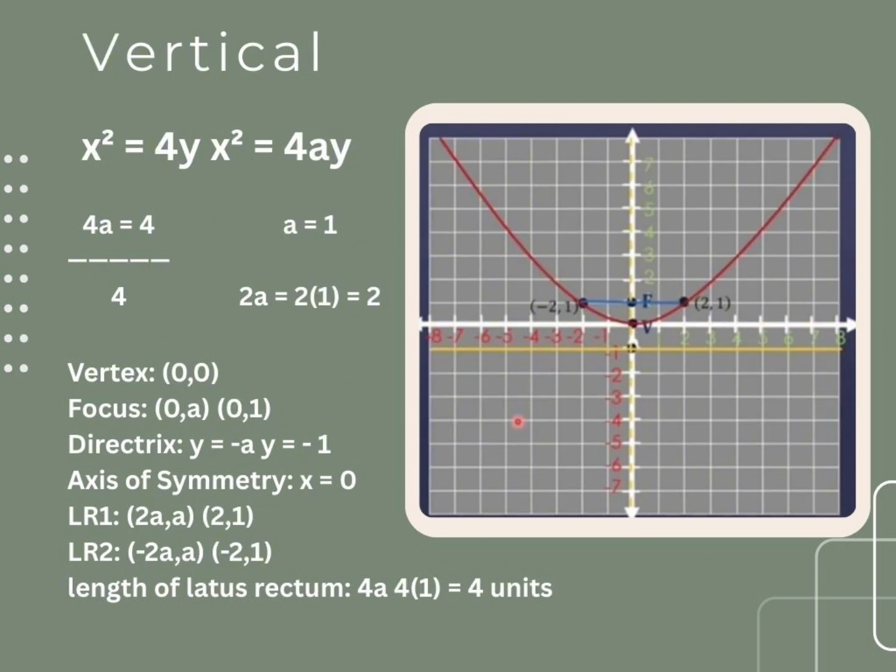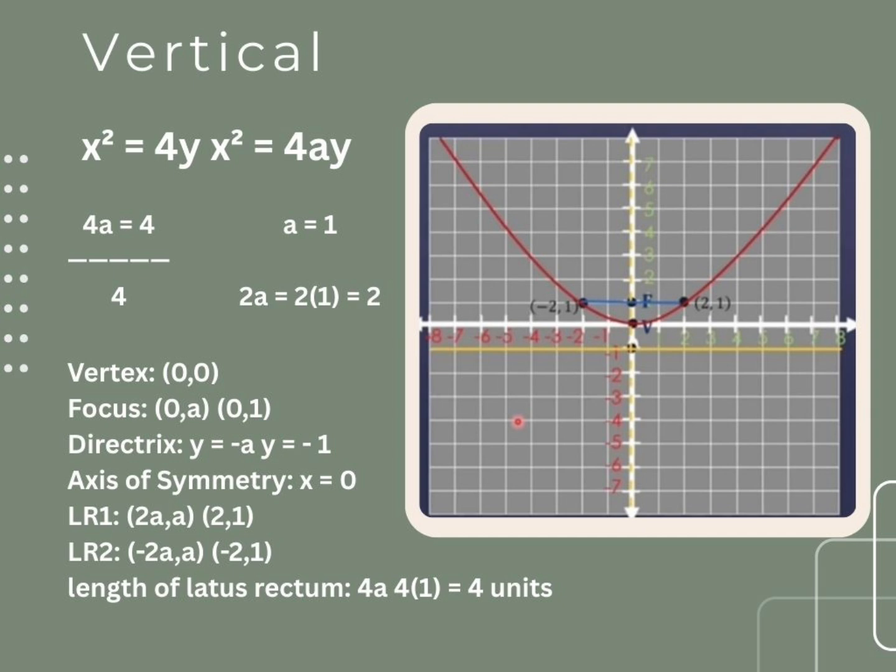This time, the parabola opens upward. We're given x squared equals 4y. This fits the standard form of a parabola, x squared equals 4ay. Because the value is positive, the parabola opens upward. Now, solving for a. From the equation 4a equals 4, divide both sides by 4, we get a equals 1. Then we compute 2a equals 2. We'll use this when finding the endpoints of the latus rectum.